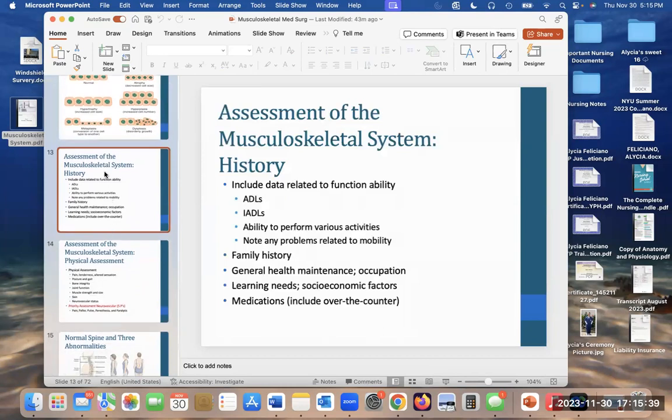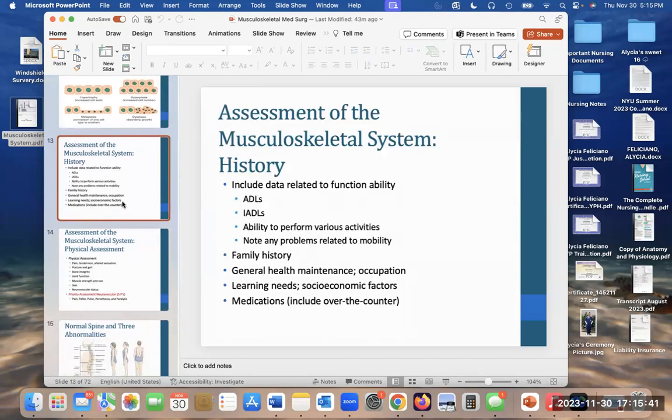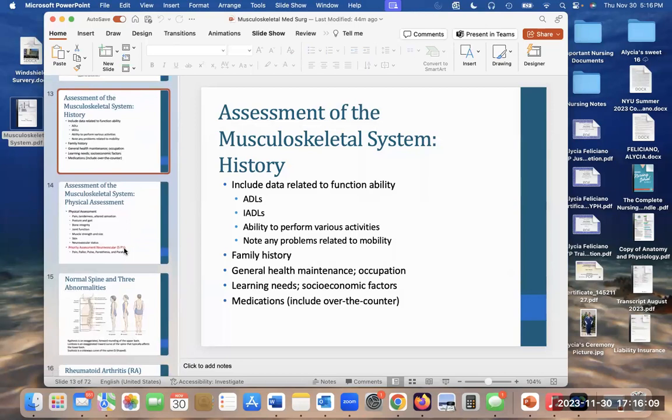Now that we talked about what can happen with the cells, that's just important things to keep in mind, right? But how do we assess the musculoskeletal system? Well, one of the most important things is how can they function in their day-to-day lives? ADLs are their activities of daily living. Can they move? Can they do things safely? If they have a musculoskeletal disorder, or even if they don't, how do they get around? Do they have a family history of any sort of musculoskeletal problems? Any medications? How are they taking care of themselves? As I said, if they don't exercise or they have a sedentary lifestyle, that's going to affect their muscles.